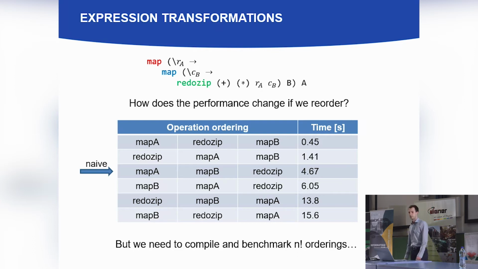The only problem with this approach is that we have to compile and benchmark n factorial orderings, where n is the number of operations. But one other thing is that if we subdivide any of the operations, we get even more possible reorderings, and among those there will be even faster ones than this.